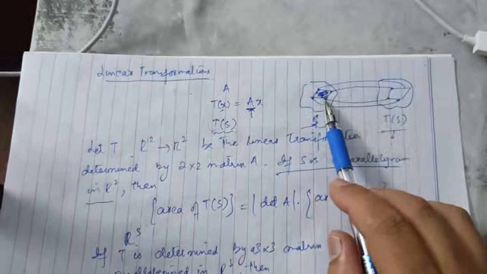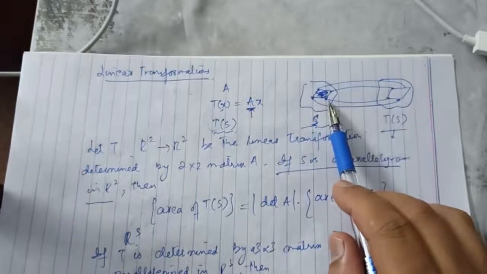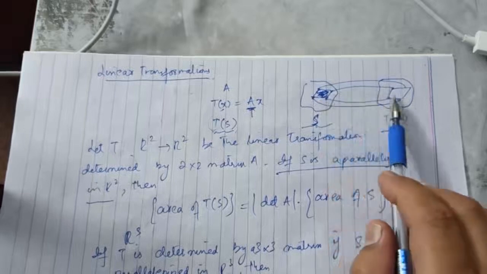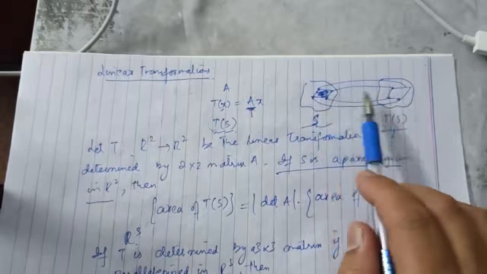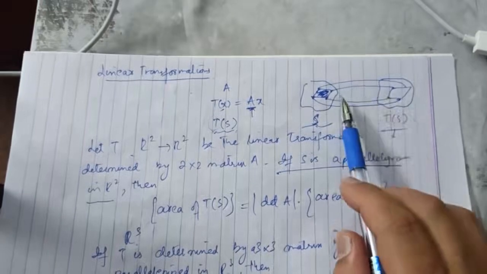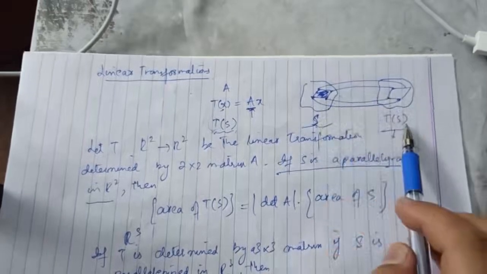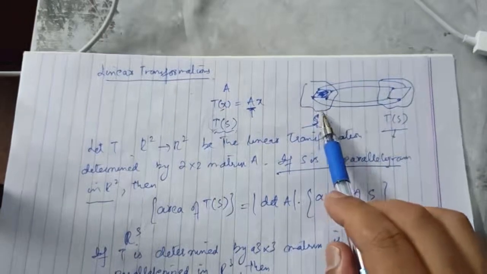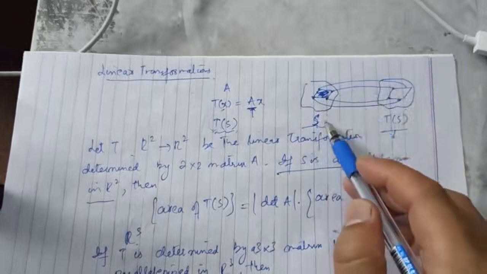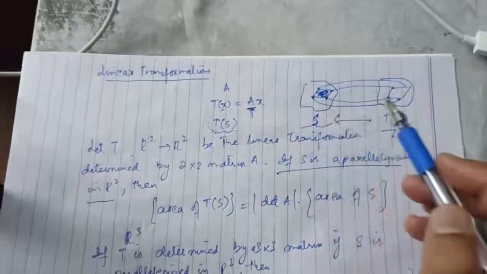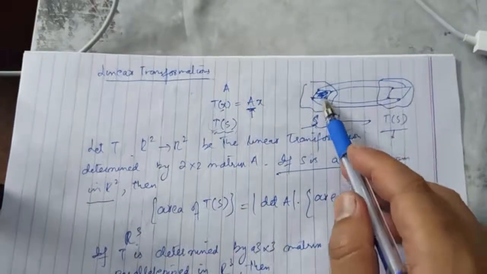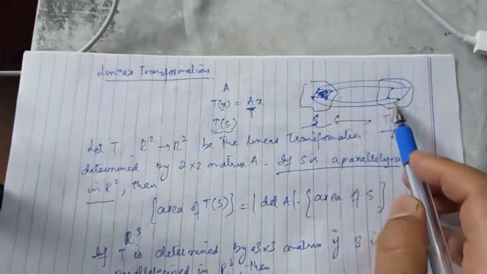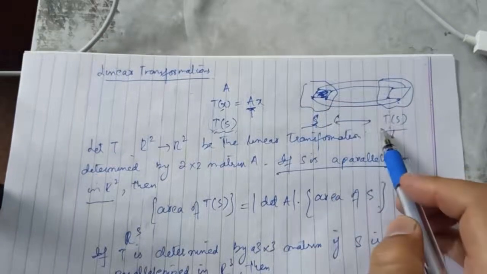what will happen if I apply the transformation to those vectors? When I apply the transformation to those vectors, their position will effectively change, their image will be different from the one that they have in S. And I want to find what is the relationship between the area or the volume in S and T of S, right? That is, if this parallelogram has a certain area, what will be the area over here when I transform it using T of S.